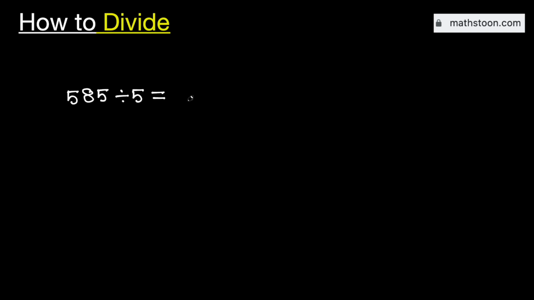In this video, let us learn how to divide the number 585 by 5 using the long division method. Consider the first digit 5. We know that 5 times 1 is equal to 5.